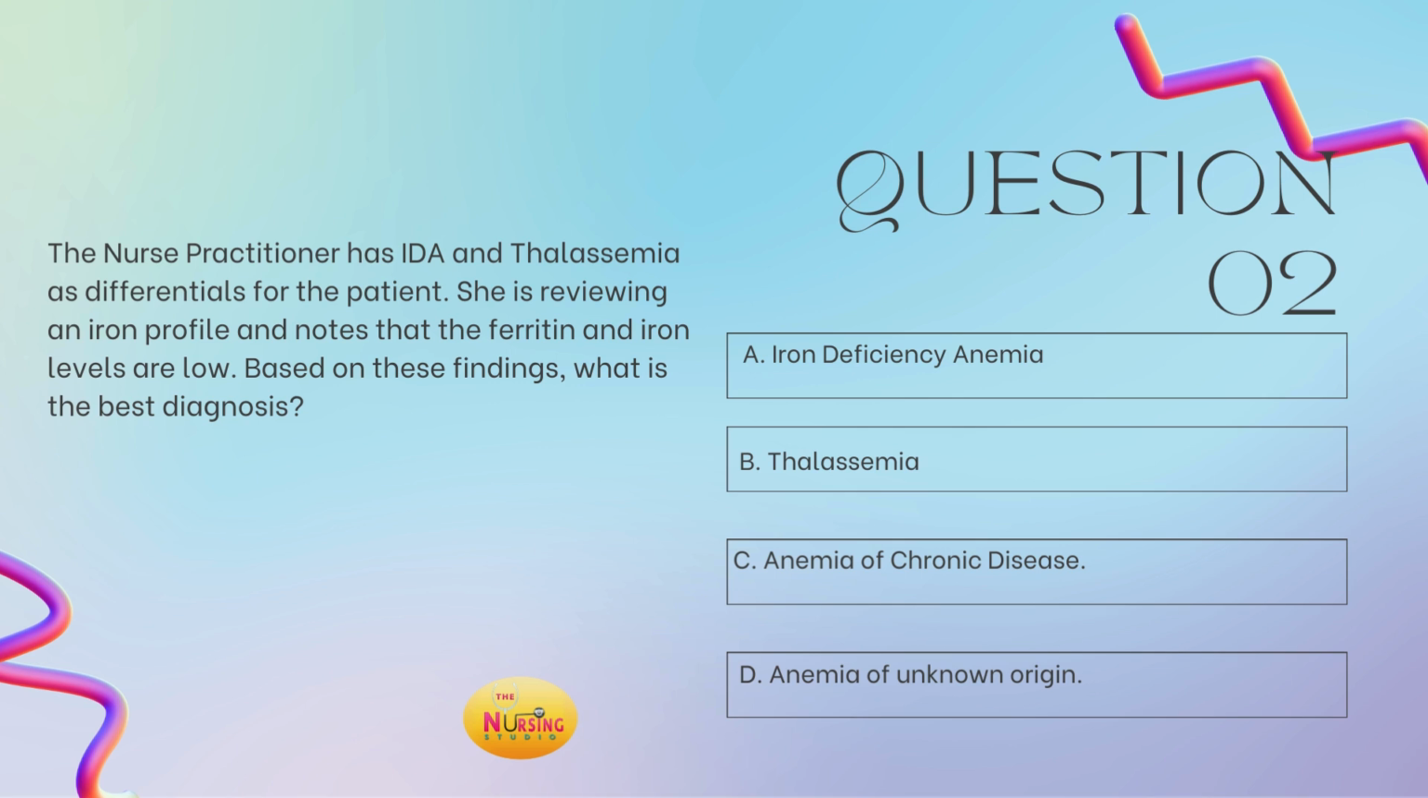Our ferritin, which is our iron stores, and our iron levels are going to be low because we are deficient in iron, right? With thalassemia, your ferritin and your iron will be normal. So again, your best answer is A.